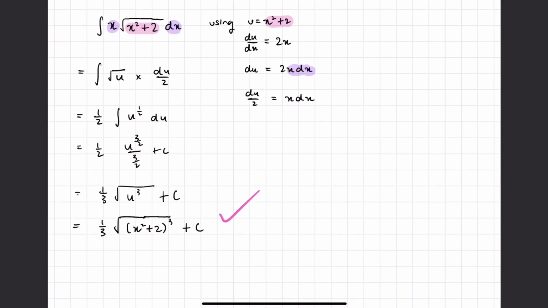Cool, so I'm just going to leave it at that for the u-substitution, and we'll move on to a little bit more difficult ones in the next one.